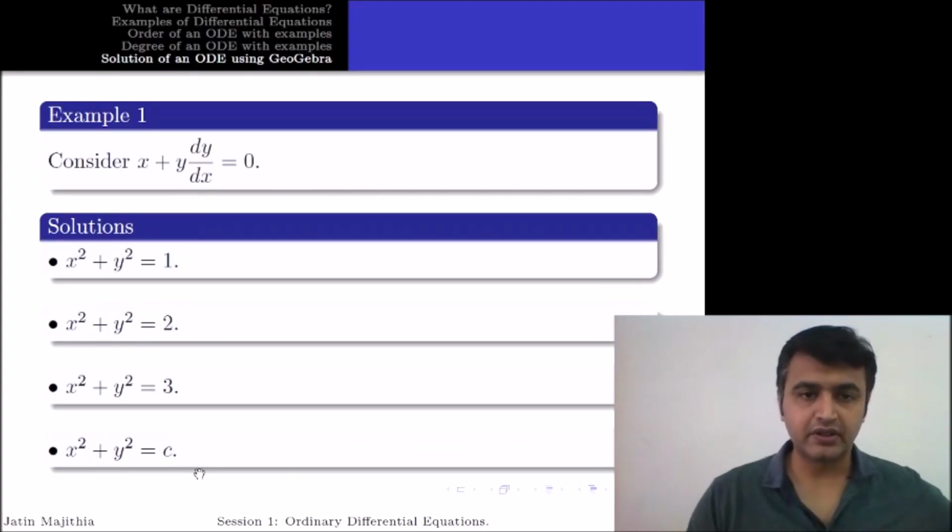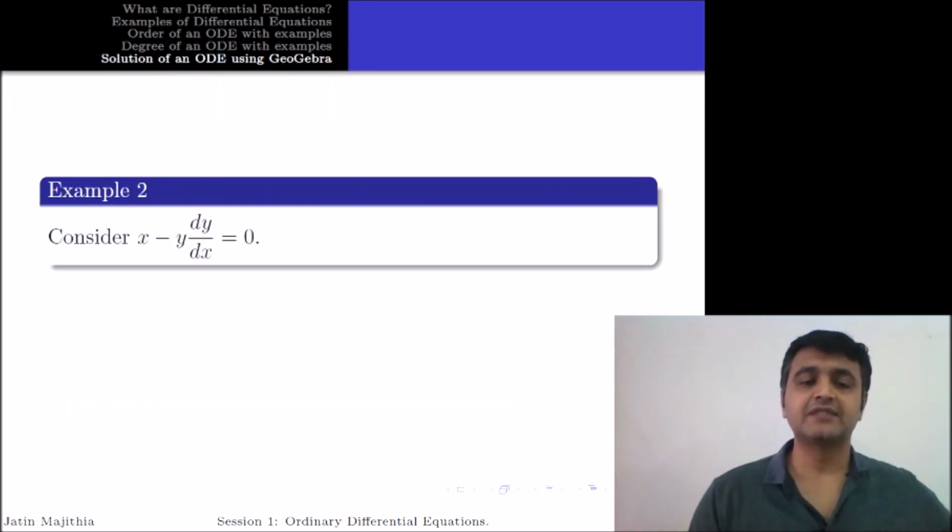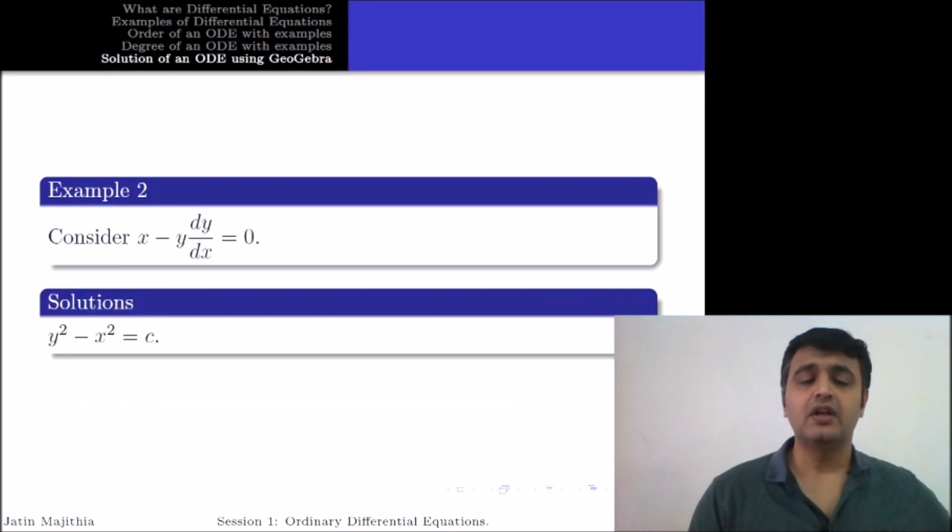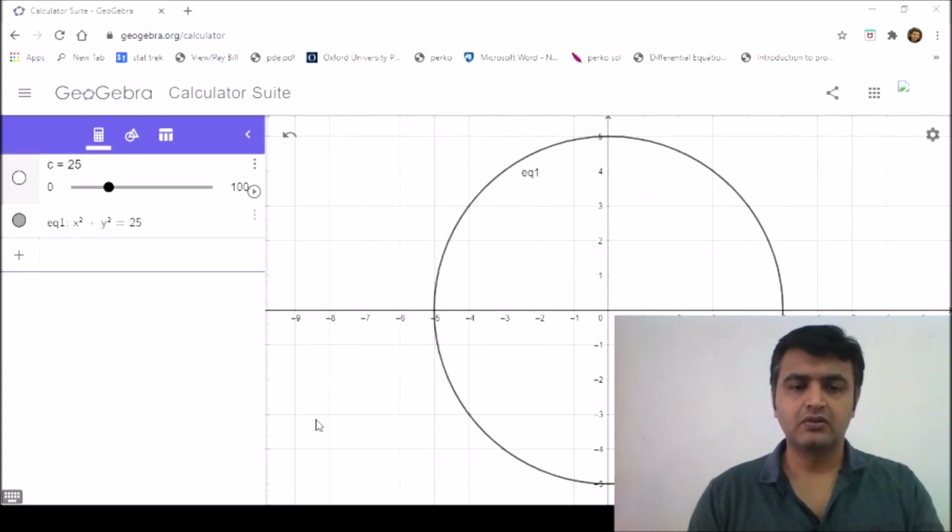Okay, let's jump back to our presentation. So this is the first example. Second, if I take x minus y dy by dx equal to 0, then one can verify that this forms the solution. And this is a very standard equation which you have seen in your 12th. If you have not seen it, not to worry.